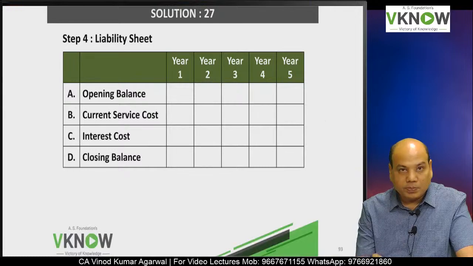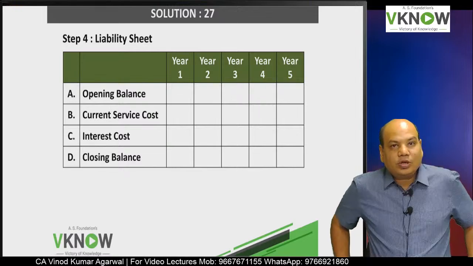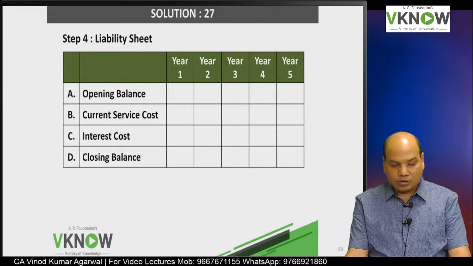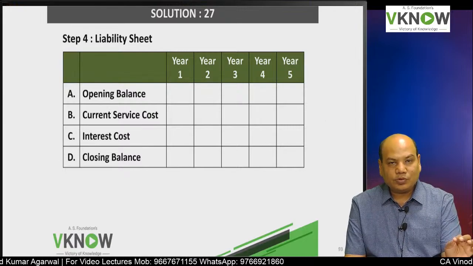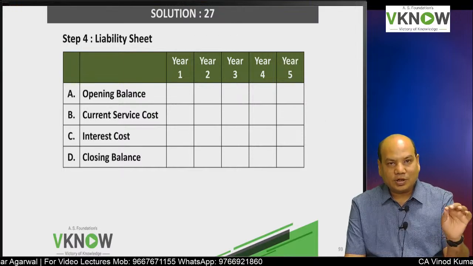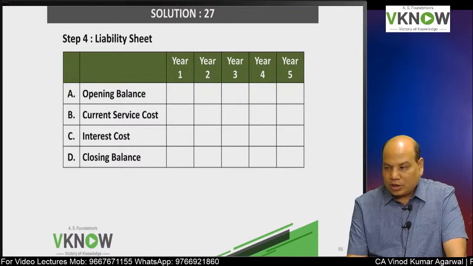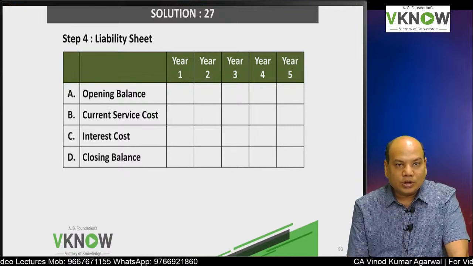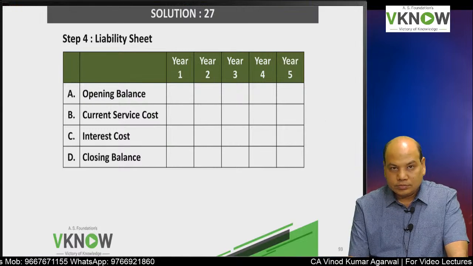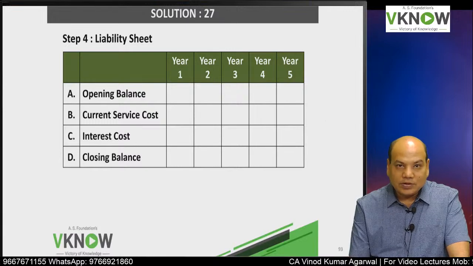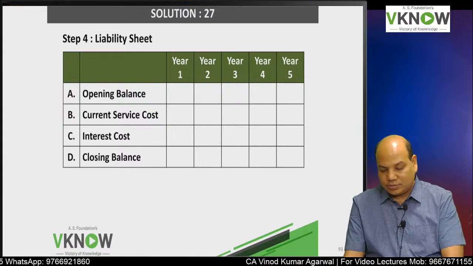Now the next is, we'll prepare a liability sheet. This time we don't have to pass journal entry, not required as per the question. So what I'll do, I will prepare a liability sheet, which will give you the amount to be recognized in P&L account and in balance sheet every year. So you will write a liability sheet like this. There are total 5 years, year 1, 2, 3, 4, 5. Opening balance of the liability, current service cost, interest cost, and closing balance.